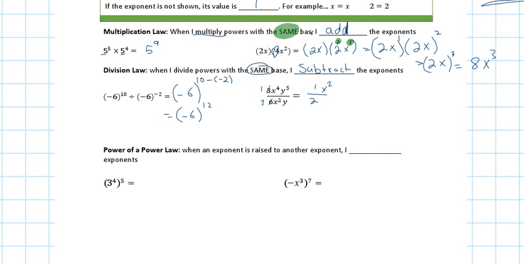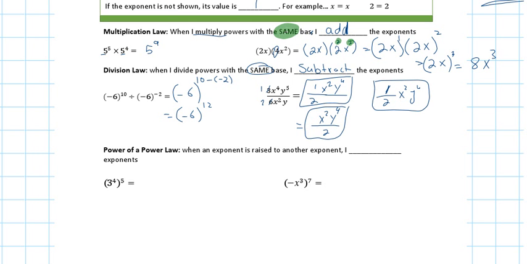So you can write it like this, or you can write it like this. That means the same thing, right? This and this, they're the same thing. Technically, the answer is going to be x squared y to the 4 over 2, right? That's the easiest way to write it, okay? But all of these, they mean exactly the same thing. They're written in different ways, but they're exactly the same thing. Are we okay with that, guys?